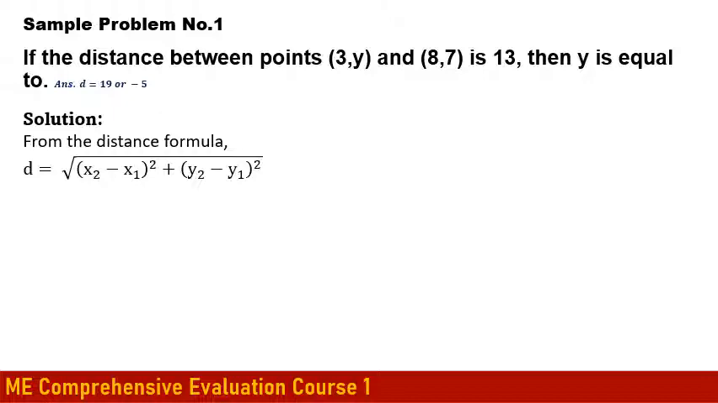So we substitute the value of x sub 1, x sub 2, y sub 1, and y sub 2. So upon substituting the value, you can find that from our distance formula, the only unknown value is the y1. So we will solve for the value of y sub 1 by using any algebraic manipulation technique. Then the value of y sub 1 would be equal to 19 or -5. So it means that the distance between (8, 7) to the point (3, 19) or (3, -5) is equal to positive 13.